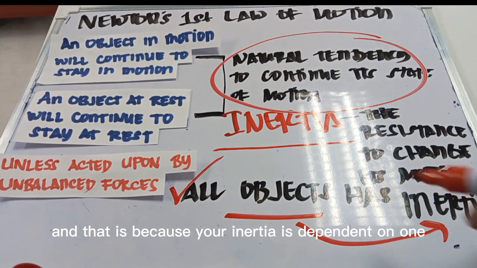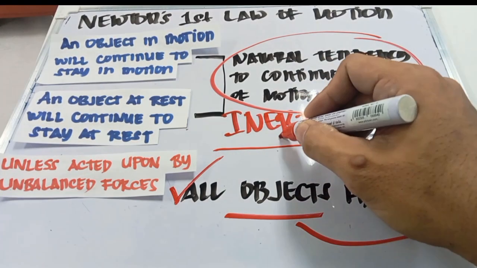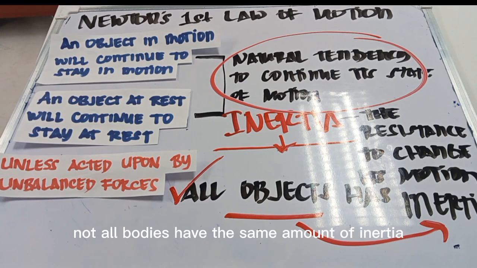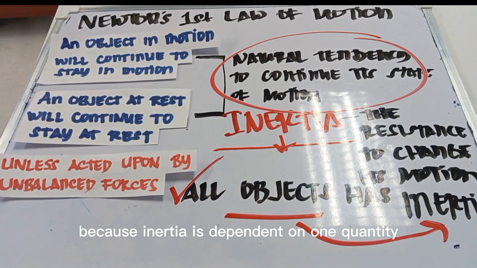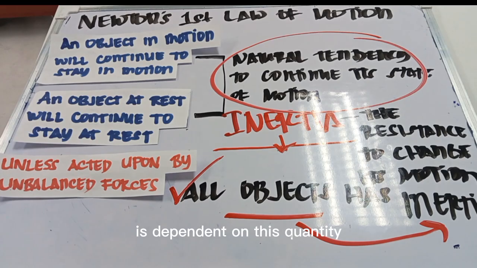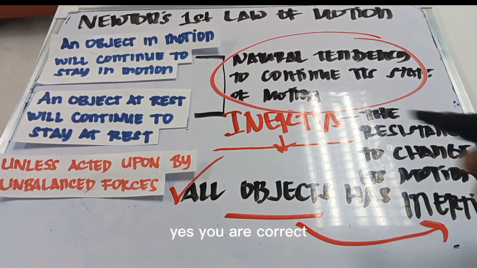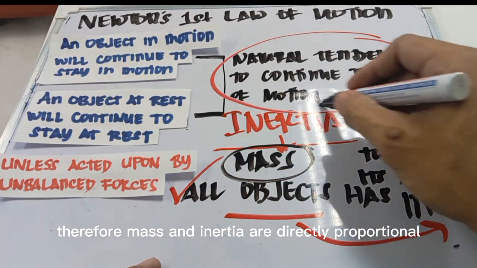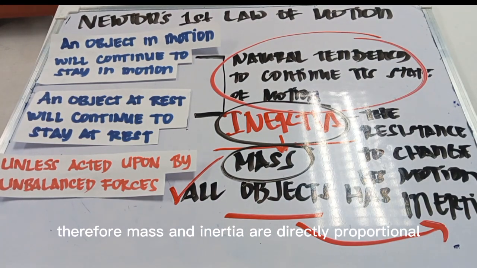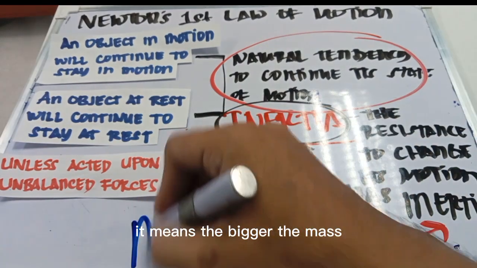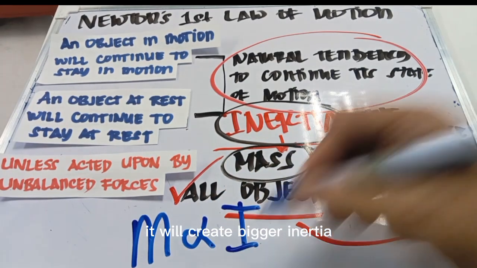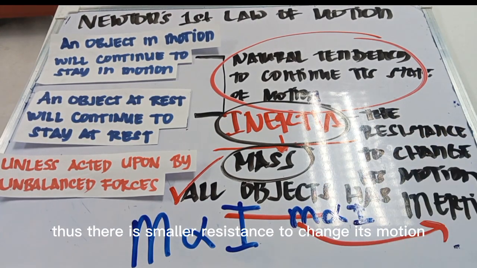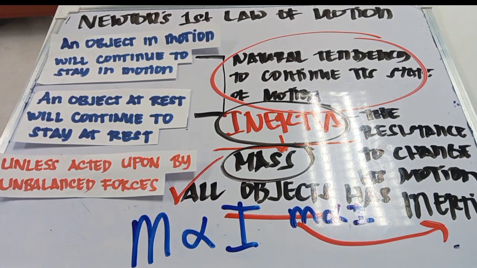And that is because inertia is dependent on one quantity. And what is it? Why is it that not all bodies have the same amount of inertia? Because inertia is dependent on one quantity. The resistance to change its motion is dependent on this quantity. Yes, you are correct. And that is mass. Therefore, mass and inertia are directly proportional. It means the bigger the mass, the bigger the inertia. The smaller the mass, the smaller the resistance to change its motion. Thank you.